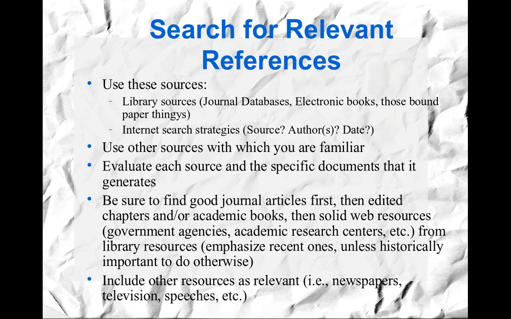Journal articles go through the peer review process and are more reliable, not 100% reliable, but more reliable than any other source. So after that, then look at edited chapters or academic books, then solid web resources. And solid web resources include government agencies, academic research centers, etc., that kind of thing. Not topical websites, clearinghouses of information on particular topics. Sometimes they're reliable, sometimes they aren't.